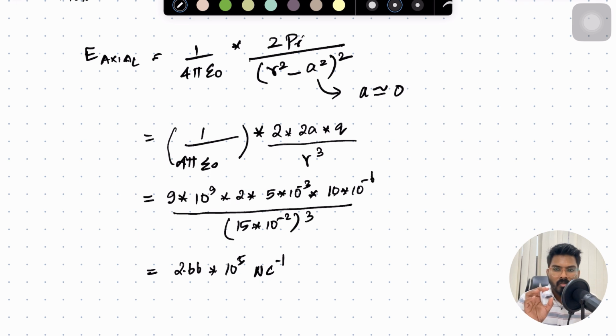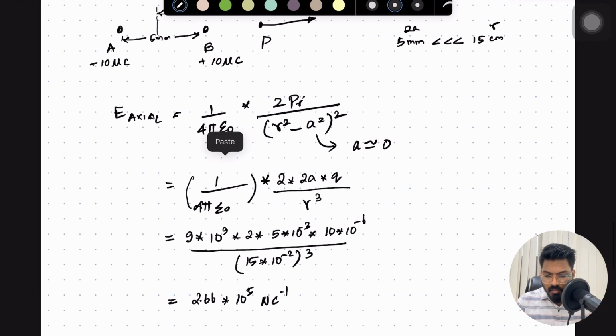And there is also a direction, right? So this is acting in this direction. So I could put AB cap. That means this is acting in the direction of AB. So we found the magnitude. We also found the direction.